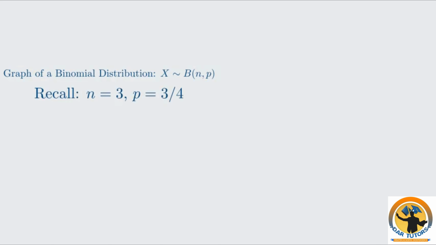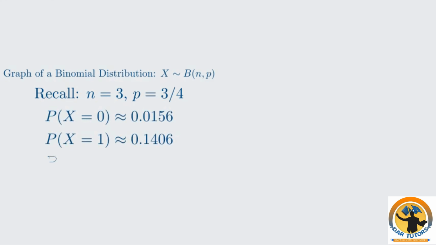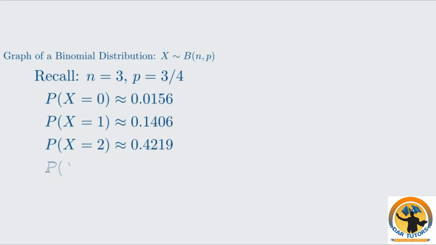Understanding how the distribution looks is also important. The graph of a binomial distribution shows the probability of each outcome. Let's explore this using the example of spinning our spinner with 3 blue sectors 3 times. Recall, X is distributed as B(3, 3/4). Using the PMF, we can calculate the probabilities for each value of x from 0 to 3. P(X = 0) is about 1.6%. P(X = 1) is about 14.1%. P(X = 2) is about 42.2%. And P(X = 3) is also about 42.2%.